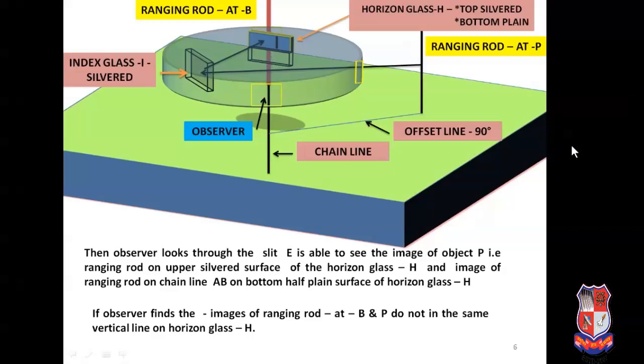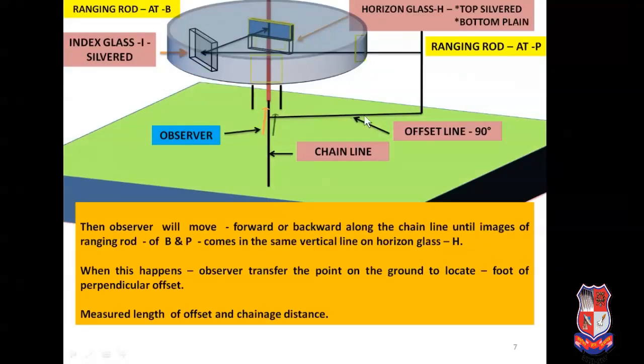If the observer finds that the image of the ranging rod at chain line B and object P are not in the same vertical line on the horizon glass H, as shown in this figure, you can see here the ranging rod at object P and the ranging rod at station B on the chain line are not in the same vertical line, then the observer will move in the forward or backward direction parallel to the chain line until the image of the ranging rod of the chain line AB, that is ranging rod B, and the ranging rod of the object P come in the same vertical line as shown in the figure.